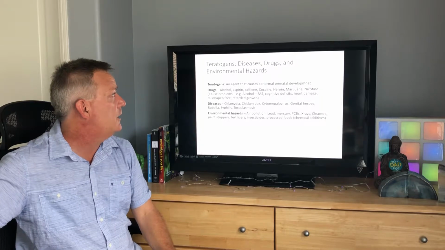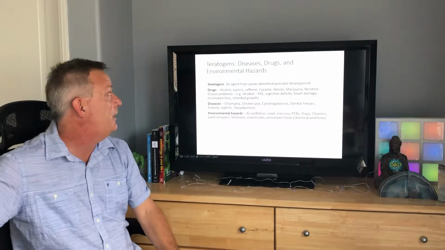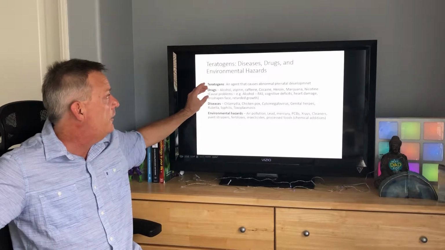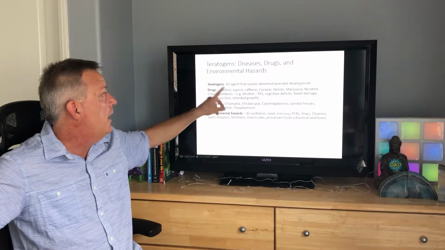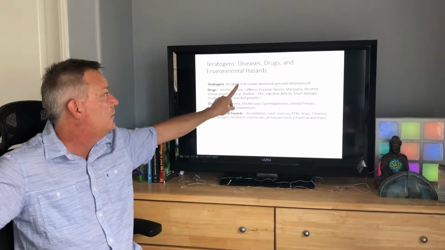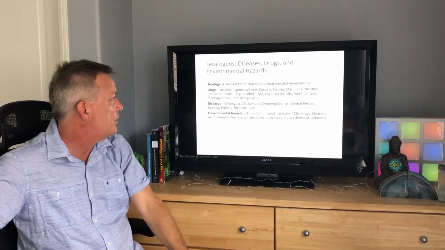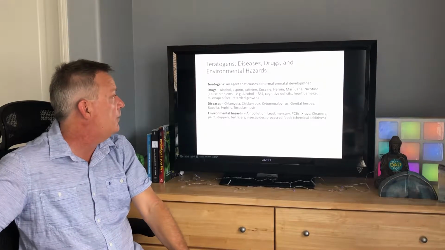Teratogens are agents that cause abnormal prenatal development, and there's a lot of bad ones out there. These are just some lists of some of them. In the area of drugs, you want to not imbibe alcohol, not take aspirin, not take caffeine, and the other ones as well, of course. And they can cause big problems.